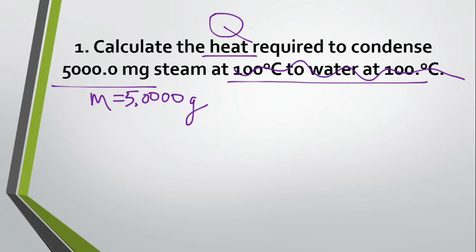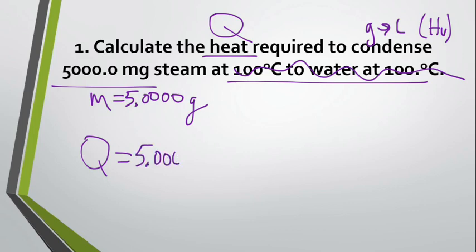So I have my mass, and then it says that I'm condensing this steam. So that means that I'm going from a gas to a liquid. That means I should be looking back up at the HV value that's given to me. And actually I noticed that they don't really match, so I'm just going to use the 2264 number. And this Q that we're looking for is equal to our mass times our HV.